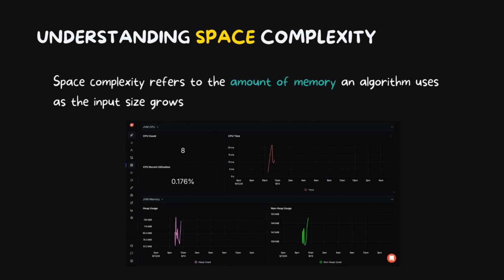Next, let's explore space complexity. Space complexity refers to the amount of memory an algorithm uses as the input size grows. This includes the memory required to store the input and additional memory used during the execution, like variables, arrays or stacks. For example, if an algorithm creates a copy of the input array, the space complexity will be O(n) because the space required increases linearly with the input size. Understanding space complexity is crucial, especially in environments where memory is limited, like embedded systems or mobile devices.